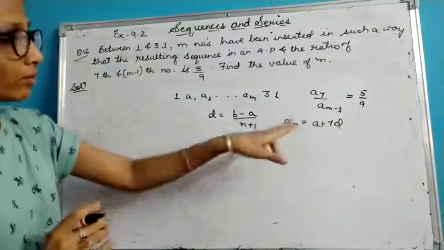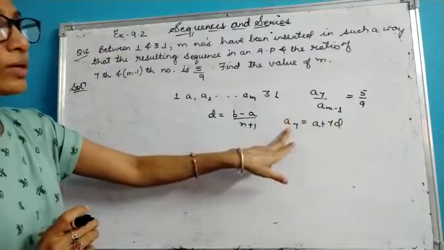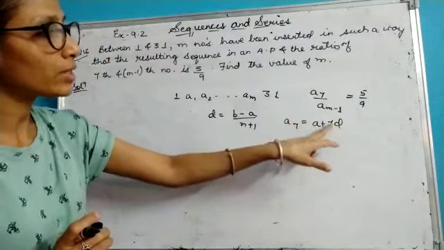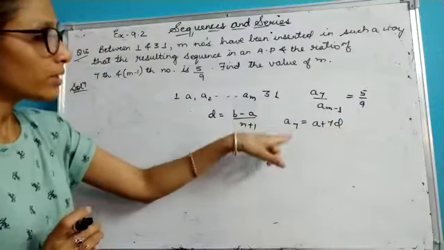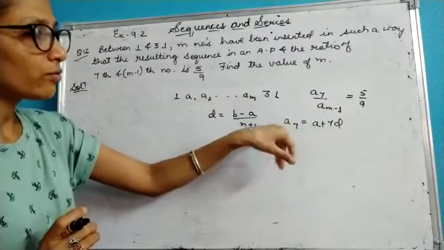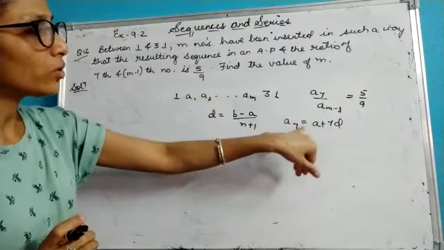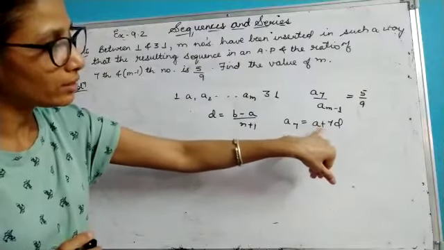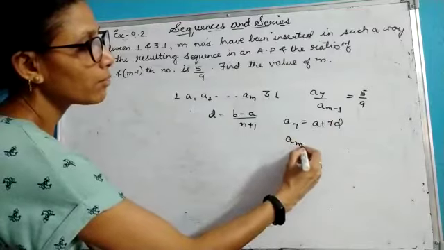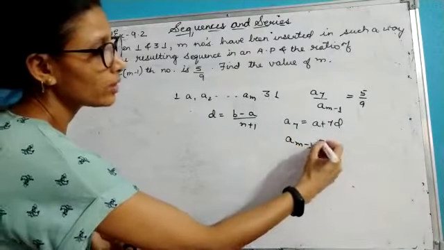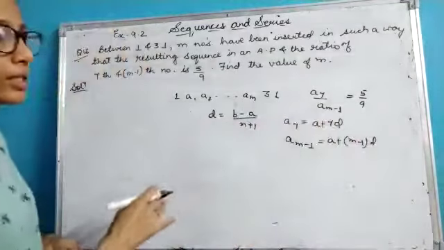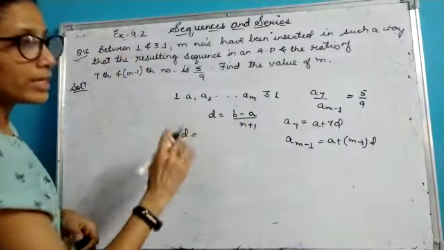Remember children, in an AP, if you want to calculate the 7th term, you were writing it as A plus (n minus 1)D, that means 6D. But when you are inserting a certain number of terms in between two numbers, then if you are finding the 7th term, you will be writing it as A plus 7D only. And if you will be calculating A(m minus 1), then it will be A plus (m minus 1)D.